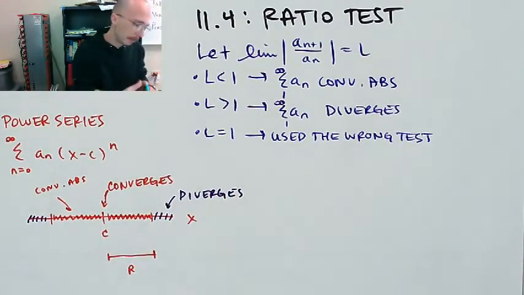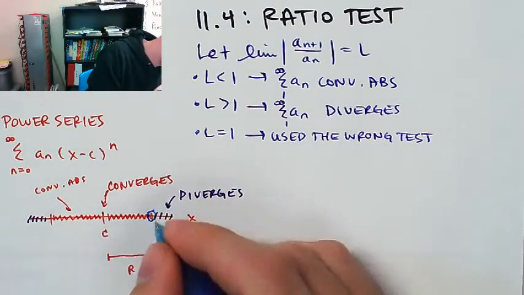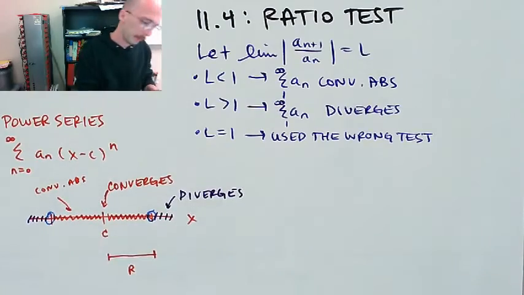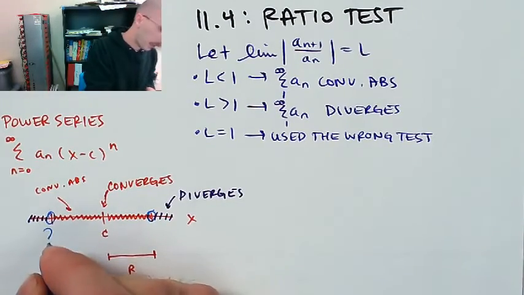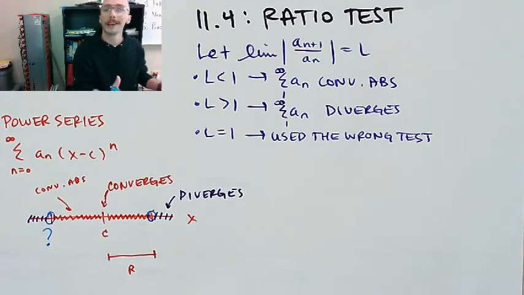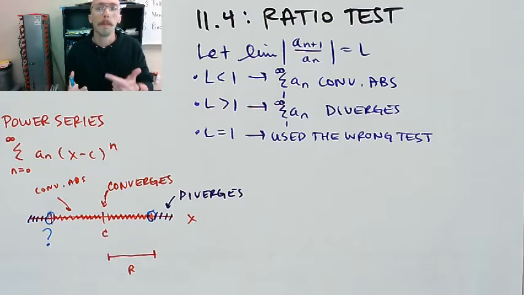Now, at the endpoints, we don't really know. It can go either way. Not sure what's going to happen. It can converge absolutely there. It can diverge. It can converge conditionally. But converging conditionally only happens at an endpoint of the interval of convergence.